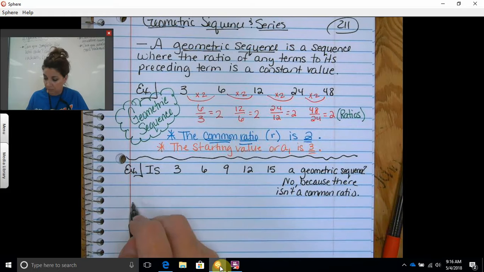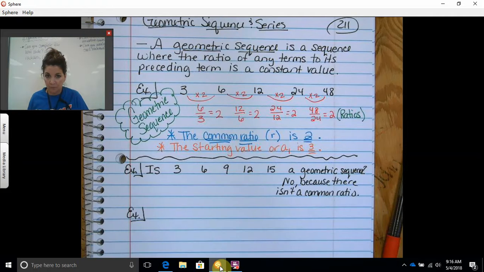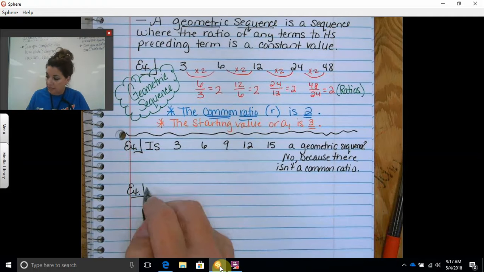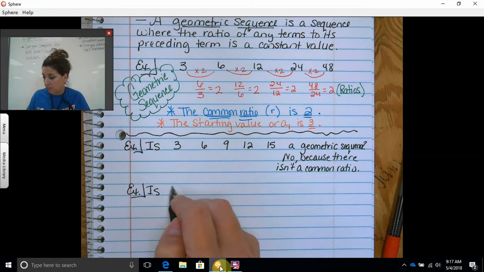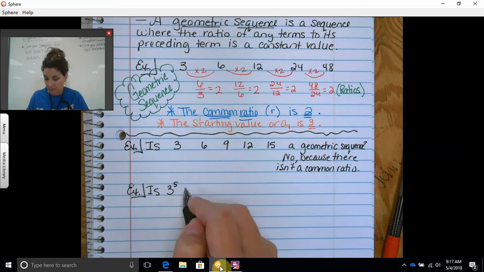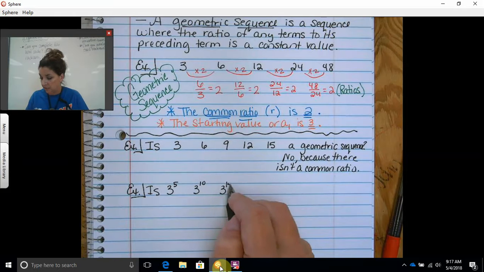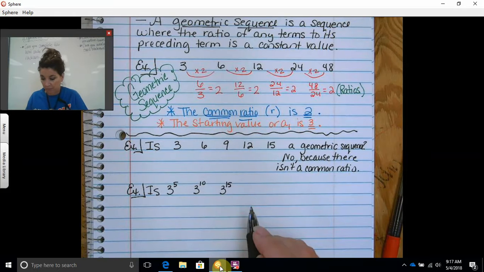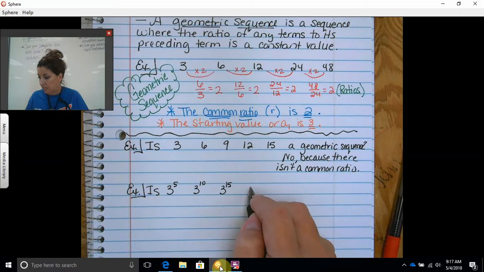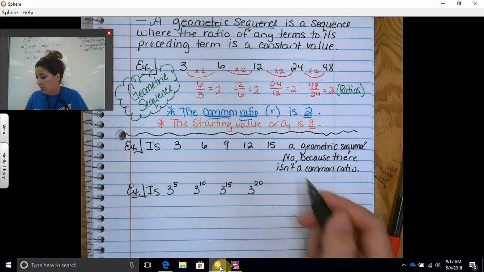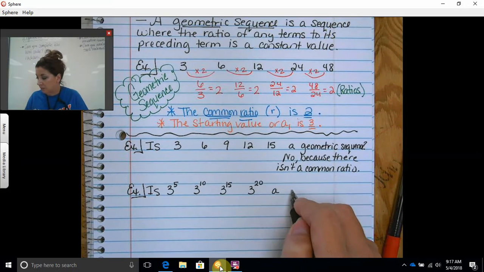How about this one? 3 to the 5th, 3 to the 10th, 3 to the 15th, 3 to the 20th, a geometric sequence?